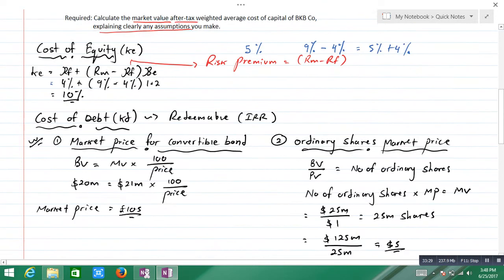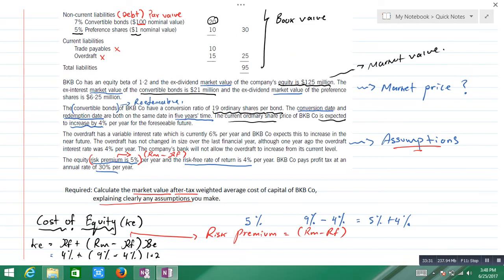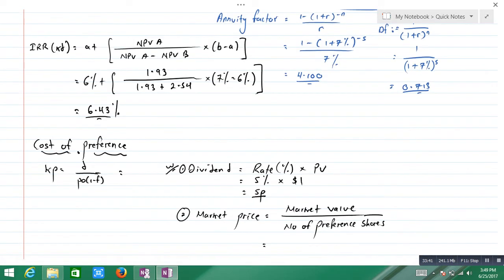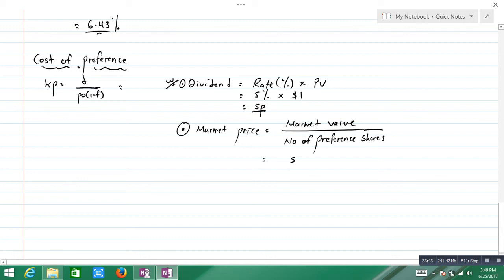And to find the preference shares, as you know, we need to take the book value divided by the par value. We're going to do it together over here. Just now, for the ordinary shares, we did it separately. I just want to show you how it works, but for the preference shares we're going to do it together.